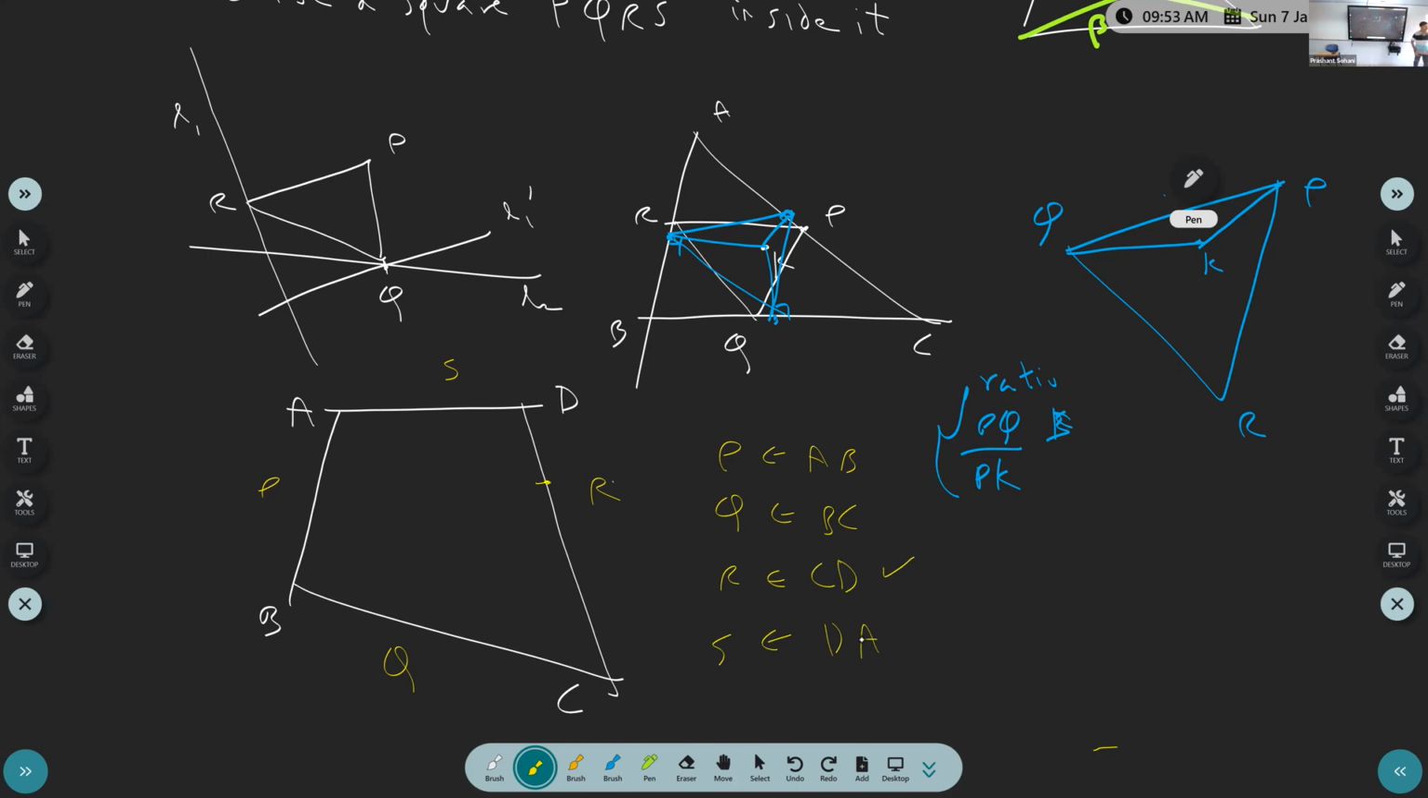So maybe satisfying all four conditions at the same time is a very big task. Can we do it step by step? Like first, can we construct a square where three of the conditions are met? Forget the point S. I just want PQR on three given sides. Can that be achieved?